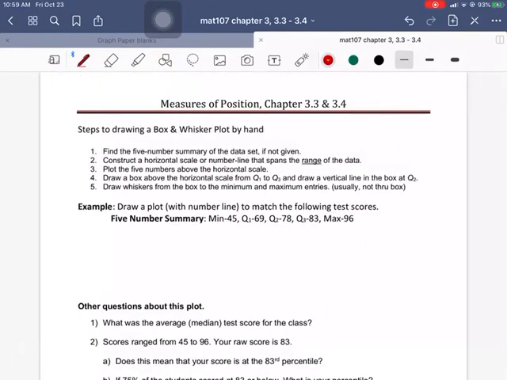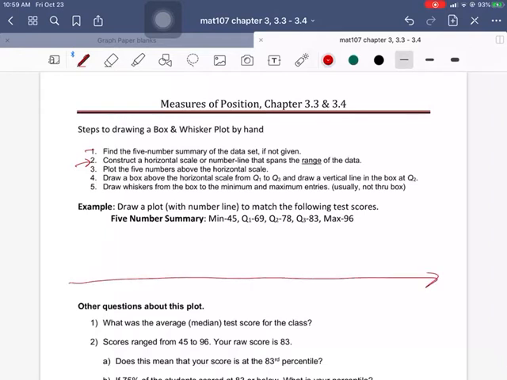Steps to drawing a box and whisker by hand. Find your 5-number summary if it's not given to you. So you have to do all the calculations to find it out. This example hands it to you, so you need to start by constructing your horizontal scale or number line.